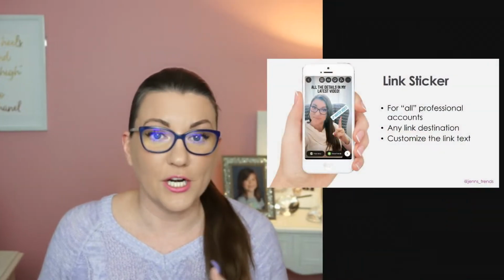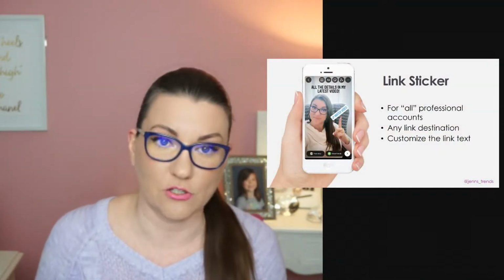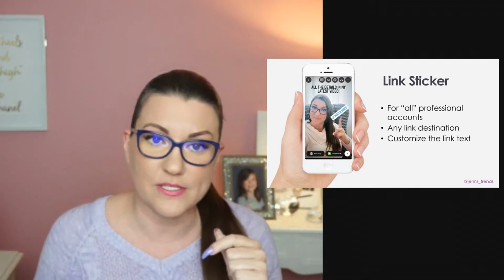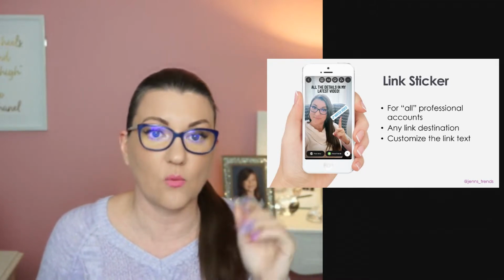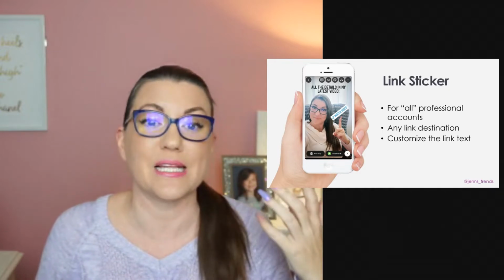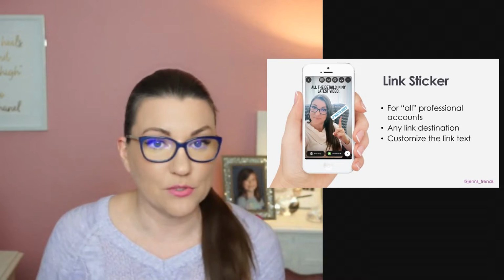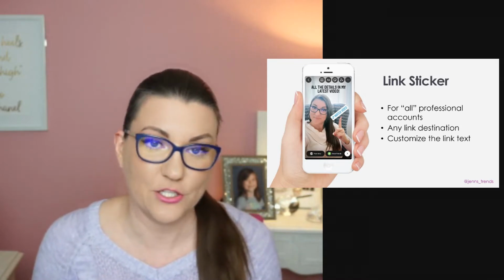So what you're going to do is you're going to go into your Instagram stories. You're going to go to the sticker tray. When you go to the sticker tray, which is the little smiley face looking one, you see all the various stickers and you're going to choose link as the option. When you do that, you're going to be able to put any link destination you want in there.